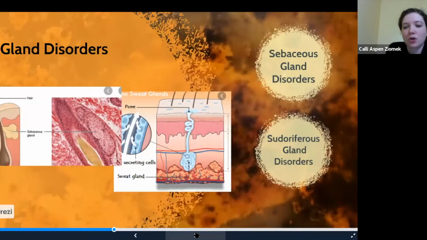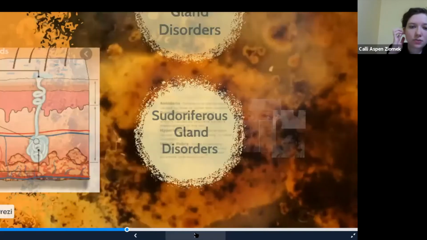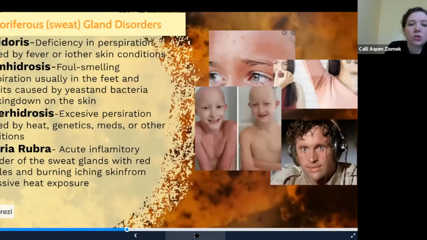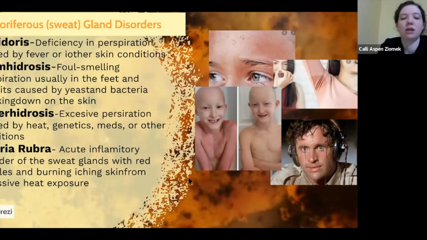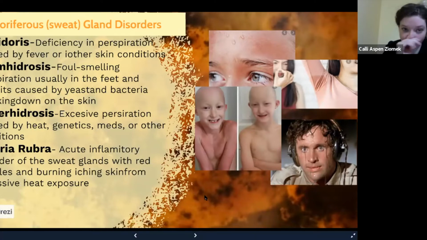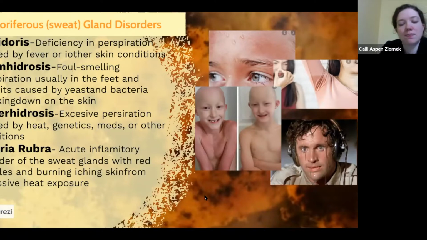Then you have your suderiferous gland disorders. So these are your sweat gland disorders. So you have your anhidrosis, which is a deficiency in perspiration caused by fever or a different skin condition. So it's the inability to sweat due to fever or whatever it is.